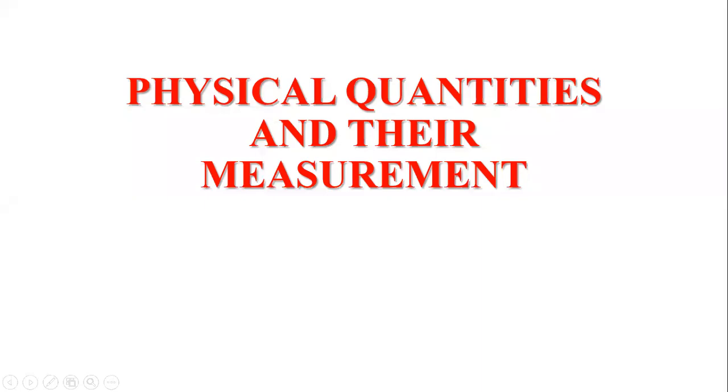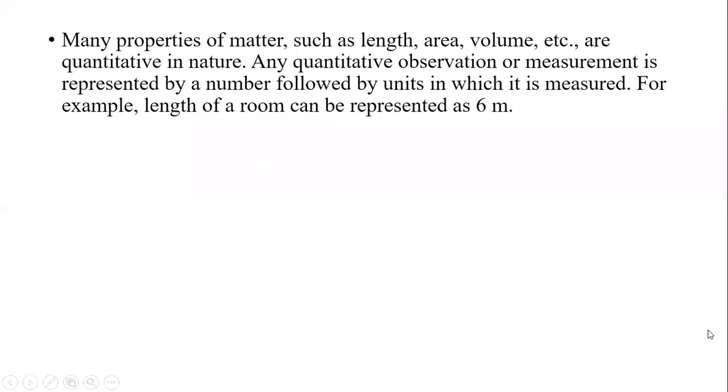Physical quantities and their measurement. We know matter has two properties, the physical properties and the chemical properties. The physical properties are quantitative in nature and they can be measured. For measurement, we use a number followed by a unit.